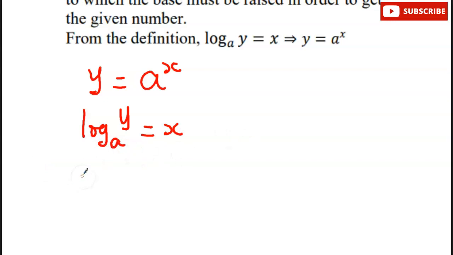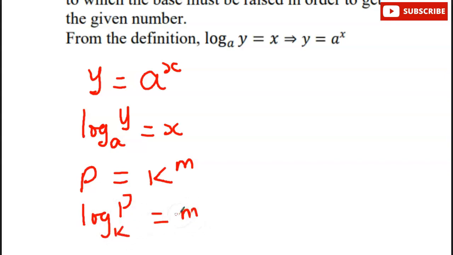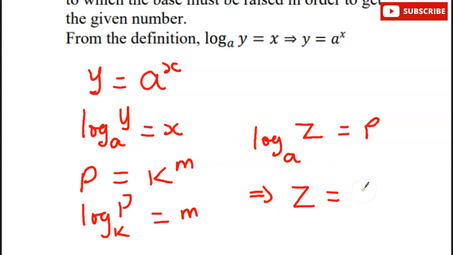So, if you have p is equal to k to the power m, then log of p to the base k will be equal to its exponent m. So that's the definition. And let me remind you that if you have something like this, you can write it in indices form. For example, if you have log z to the base a is equal to p, if you want to convert it to indices, the number is equal to a to the power p. So that is the definition of logarithm.